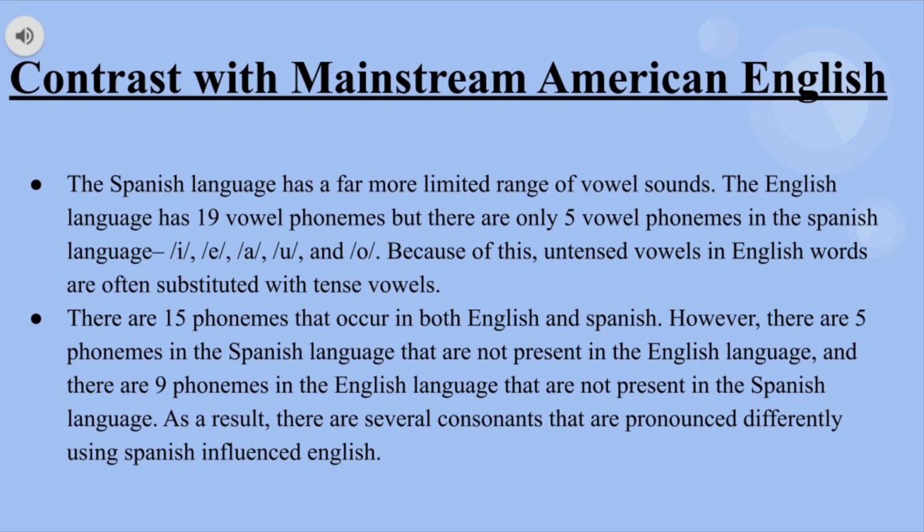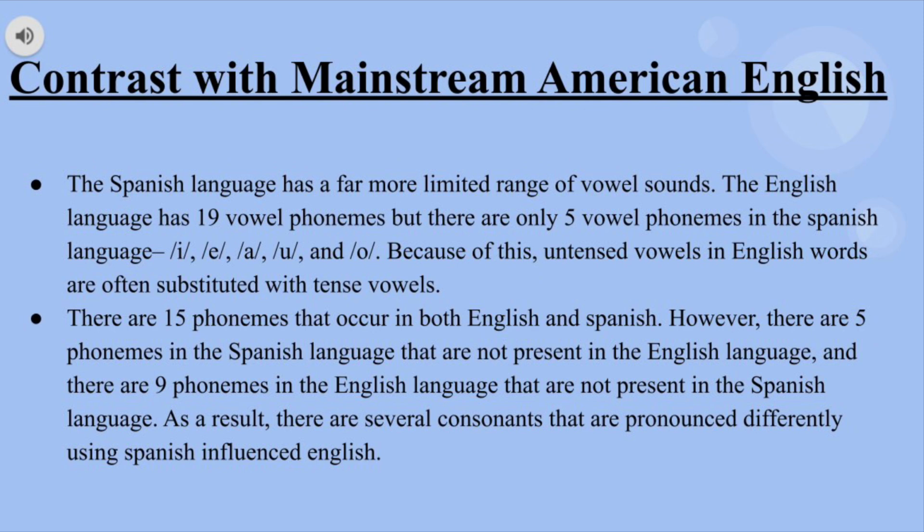There are many contrasts between SIE and mainstream American English. For example, the Spanish language has a far more limited range of vowels. The English language has 19 vowel phonemes, but there are only 5 vowel phonemes in the Spanish language. Because of this, untensed vowels in English words are often substituted with tense vowels when using SIE.